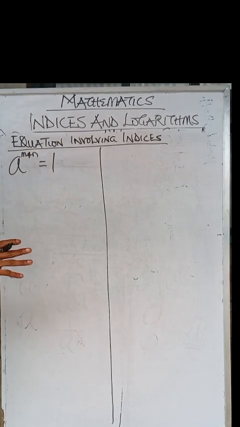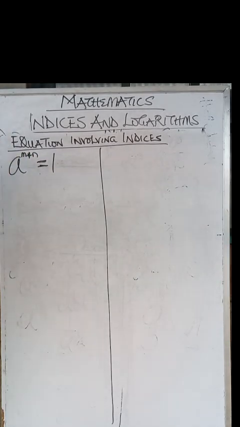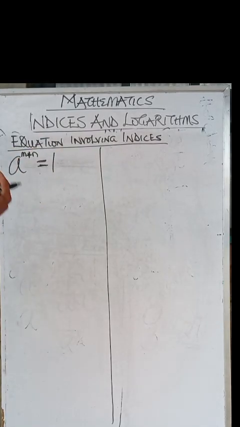Let's start with the simpler ones. Now we get the value of a. What's the value of m plus n? We know that here we have an equation sign. An equation involving indices means having two indices equating each other, either by addition, multiplication, division or subtraction.